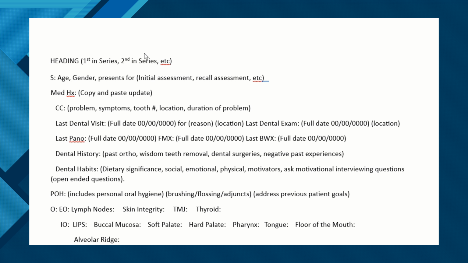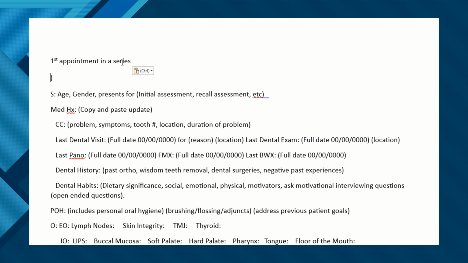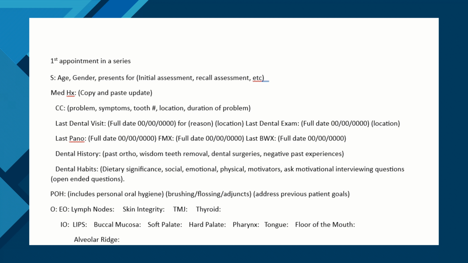As I look at my SOAP notes, we're going to look at the heading. Right here it says the first in series, second in series, etc. So my heading is going to be a first appointment in a series. I'm going to go ahead and copy and paste this in. Age, gender, and presents for. So we got 23-year-old female, presents for a recall assessment.